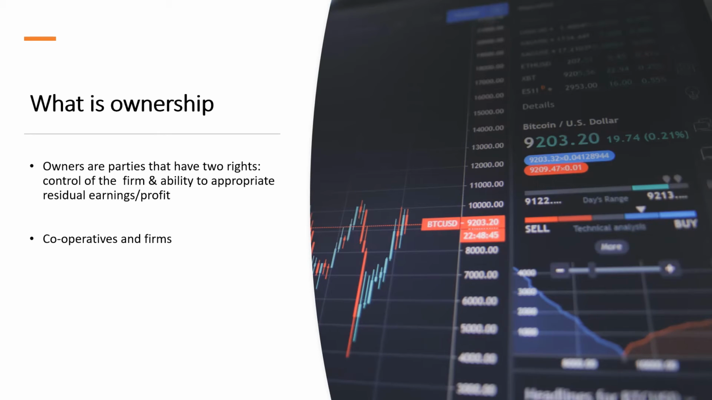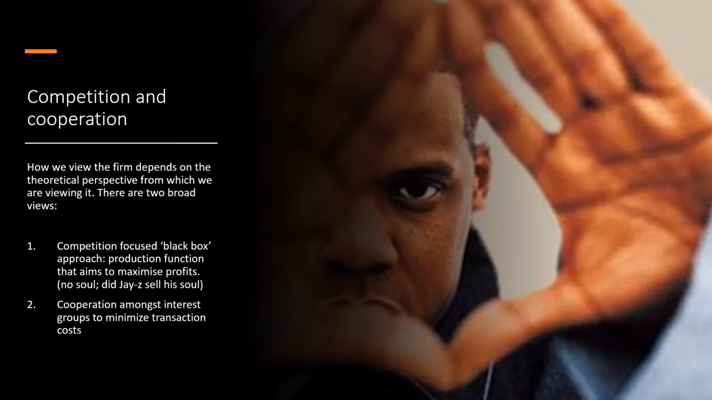So we've spoken about ownership. We'll keep on coming back to ownership and the fact that owners have two rights. One, control of the firm, and two, ability to appropriate residual earnings and profits. Now, the competition and corporation perspective is an academic way of viewing the firm. The competition perspective takes a black box approach, right? And views companies as a production function that aims solely to make profit. Almost like a soulless institution that's just a black space of nothingness.